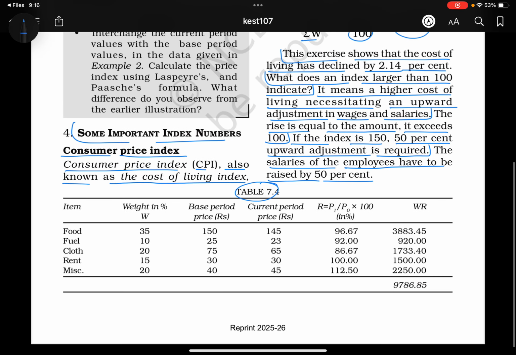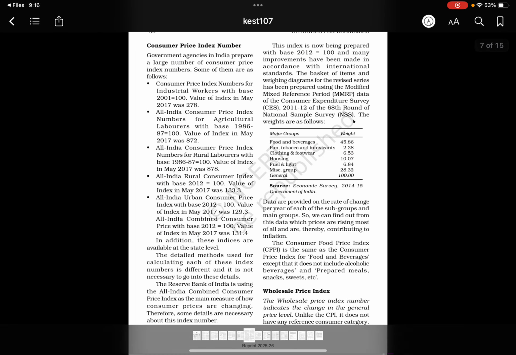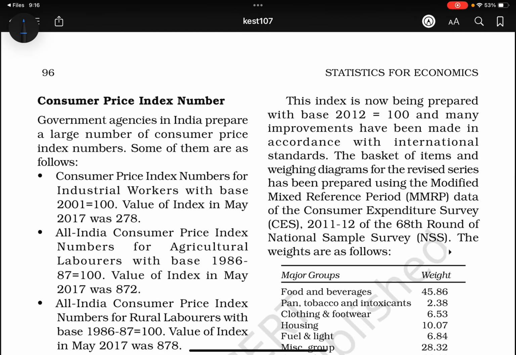अब आ जाते हैं टेबल 7.4. आइटम: फूड, फ्यूल, क्लोथ, रेंट, मिसलेनियस. वेट इन परसेंट W: 35%, 10%, 20%, 15% और 20%. बेस पीरियड प्राइस रुपीज़ में 150, 25, 75, 30 और 40. करंट पीरियड प्राइस, फूड का बेस प्राइस 150 था, करंट क्या है, 145 रुपीज़. फार्मूला लगा के परसेंटेज 96.67%. ये कितना हो जाएगा 388.3.45. इस तरीके से अगर टोटल करेंगे तो कितना निकल के आ जाएगा, ये आ जाएगा 9786.85. ठीक है, अब ये करेंगे कल.